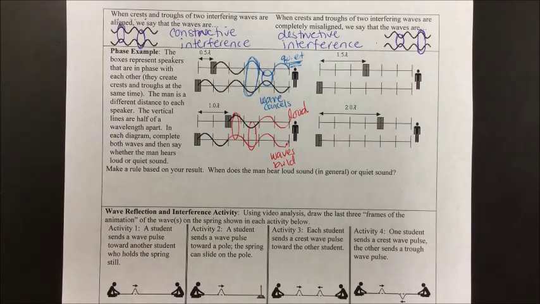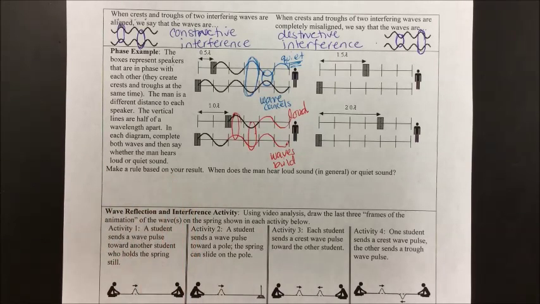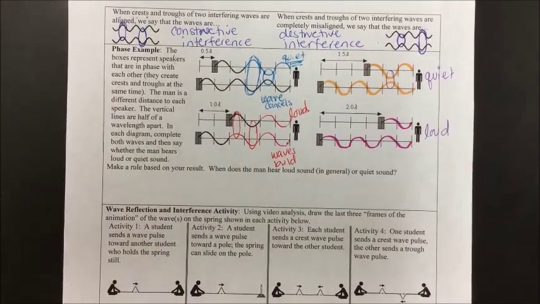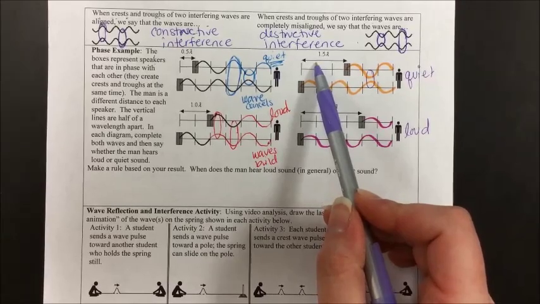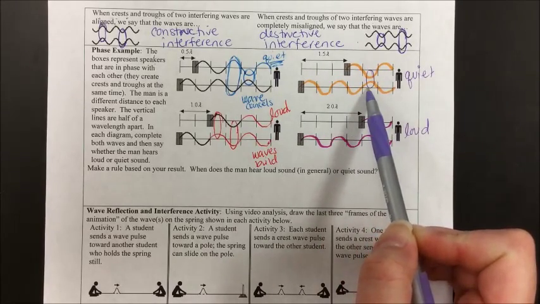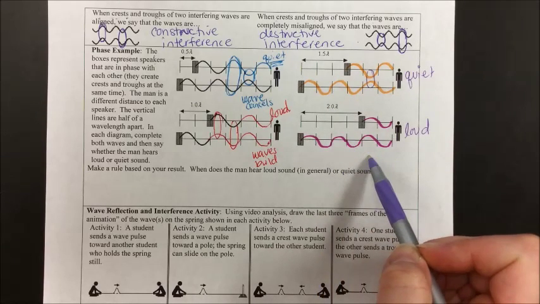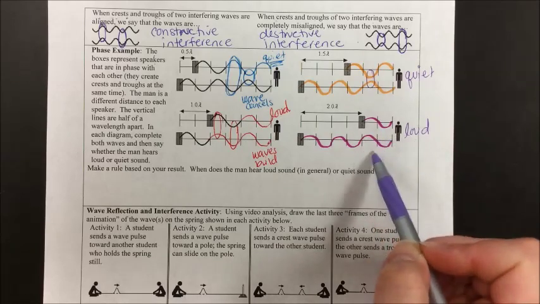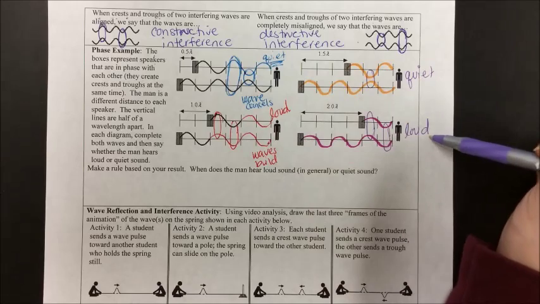So go ahead and do the next two on your own. Pause the video, and when we come back, we'll discuss a rule based on your result. Okay, so for this first one, where we were 1.5 wavelengths apart, you should get that they were quiet because we have destructive interference. And on the second one, 2 wavelengths apart, then we have constructive interference because our crests and our troughs line up. And so we end up with a louder sound.